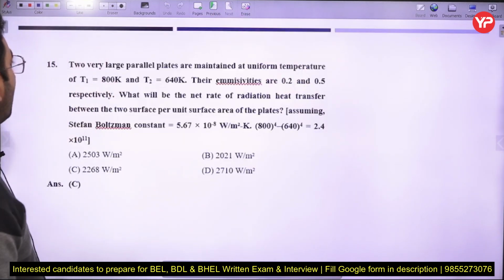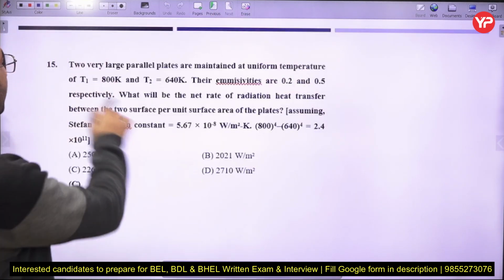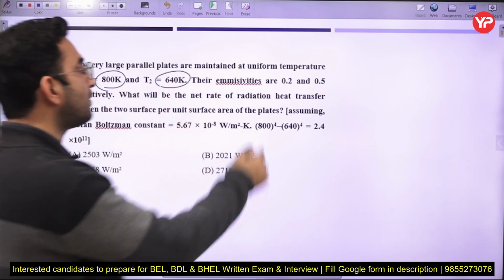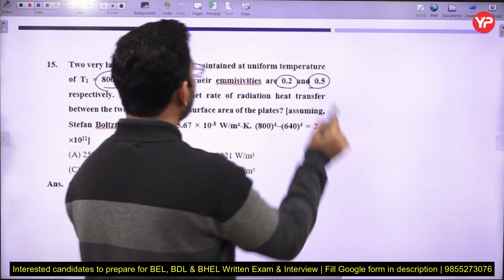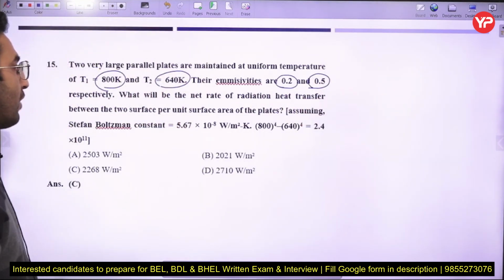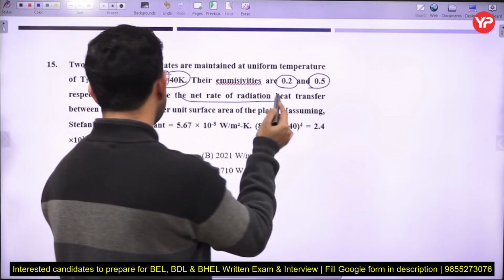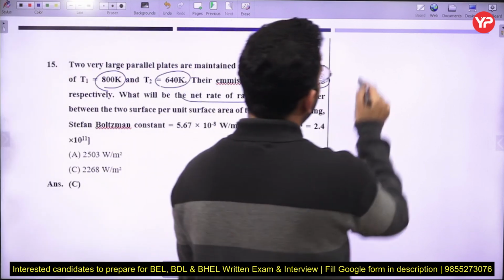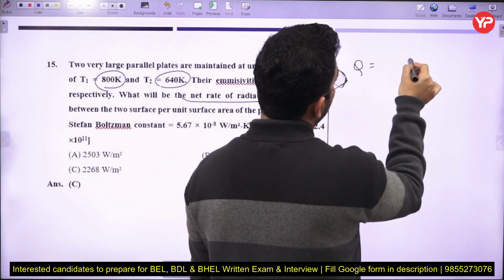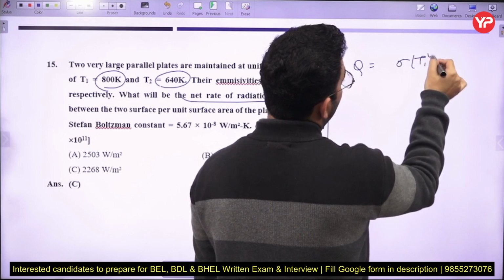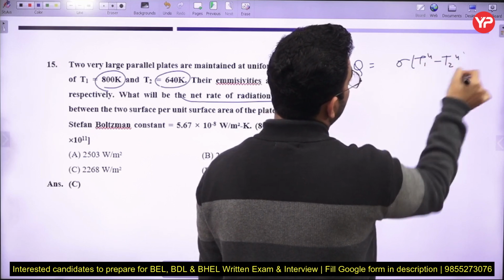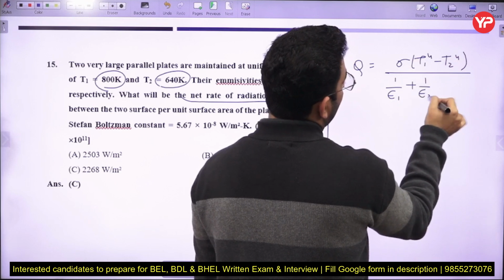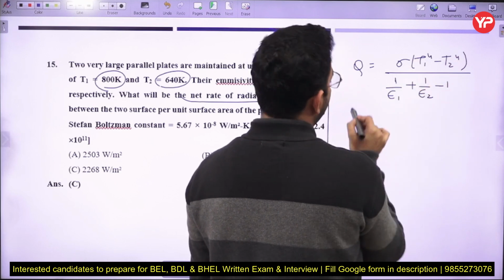The next part: two very large parallel plates are maintained at uniform temperatures of 800 Kelvin and 640 Kelvin, and the corresponding emissivities are given to you as 0.2 and 0.5 here. And we have to calculate the net rate of radiation heat transfer taking place between the two surfaces here. Okay, so that's a very simple part. In that case, you can simply calculate the rate of heat transfer as sigma (T1⁴ minus T2⁴) divided by (1/ε1 + 1/ε2 minus 1) here.